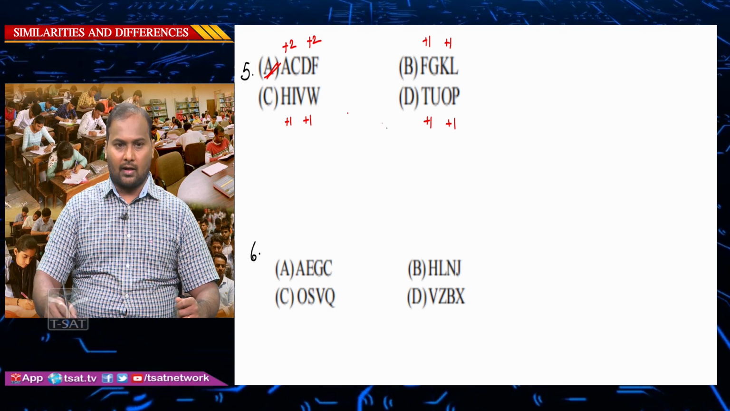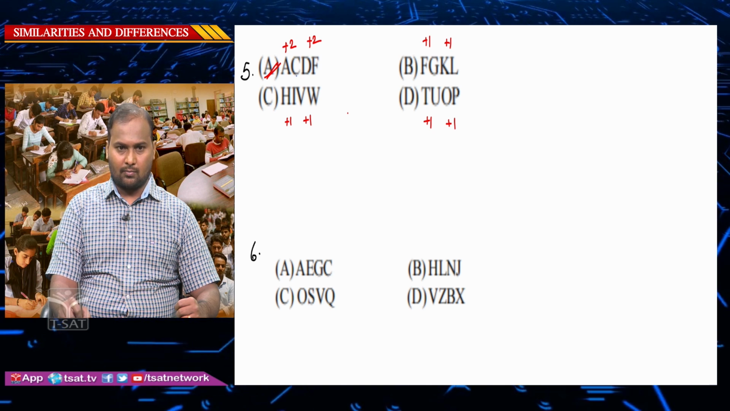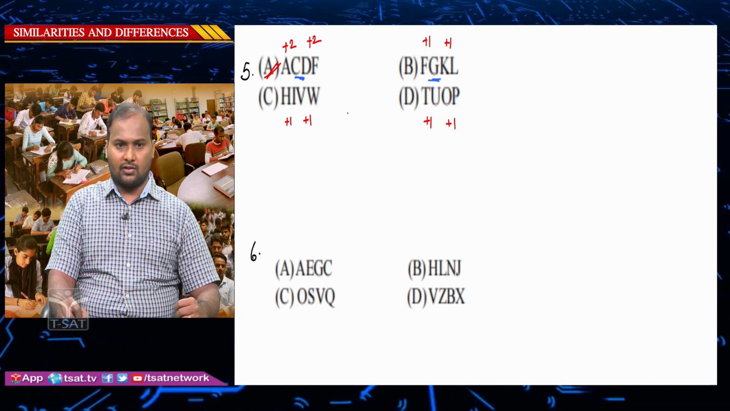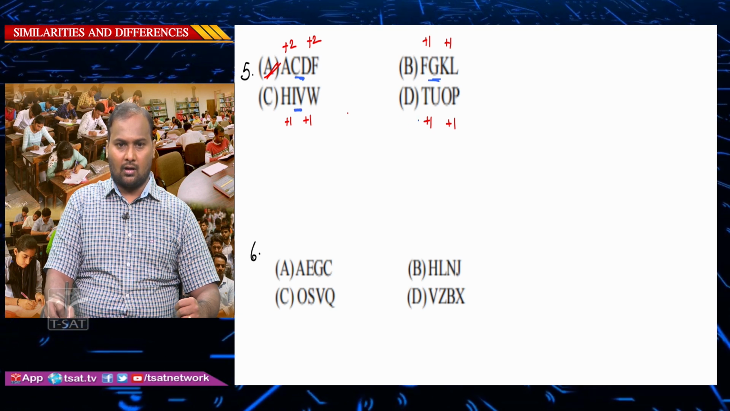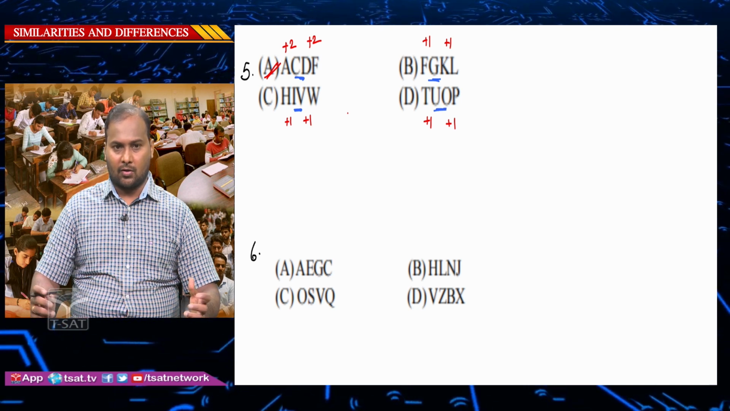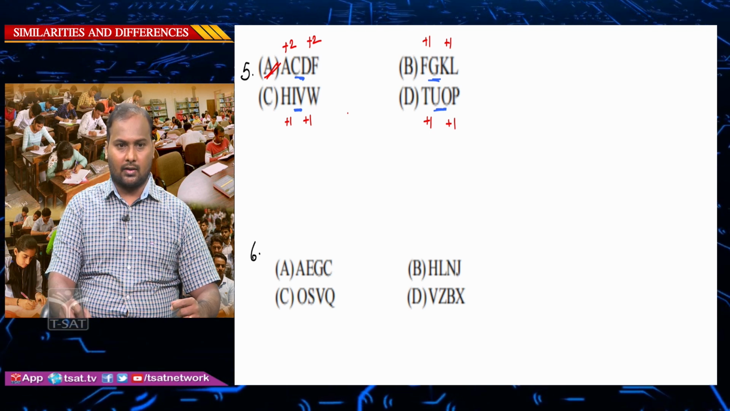Again, I am saying why I am not taking the center one, why I am not taking between C and D, because you observe the range between C and D, the range between G and K, the range between I and V, and the range between U and O. All four options are following different ranges. So, that is the reason I avoided taking the range in the center letters.